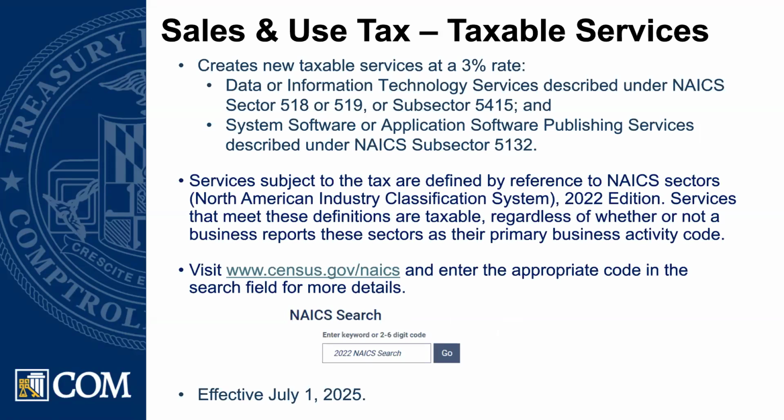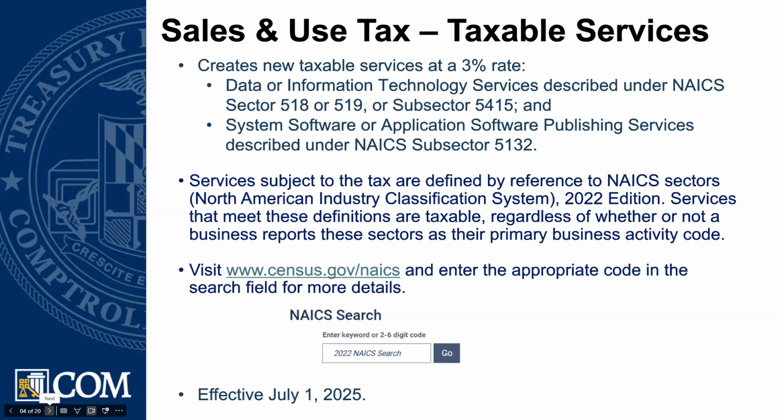The law says data or information technology services described under NAICS Sector 518 or 519 or subsector 5415, and system software or application software publishing services described under NAICS subsector 5132 are subject to the sales and use tax effective July 1st, 2025. Services subject to the tax are defined by reference to the NAICS sectors, the 2022 edition. So in the event that there's any new additions or alterations to the NAICS codes and what they describe, the Maryland law is tied to the 2022 edition.